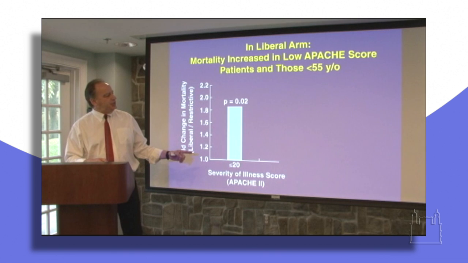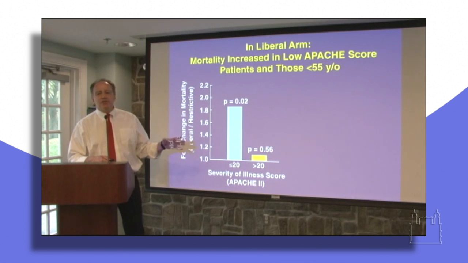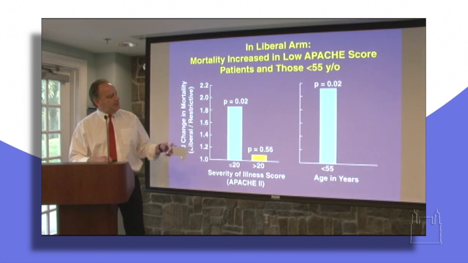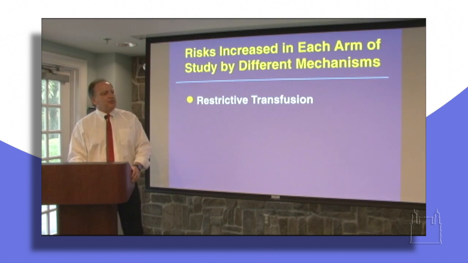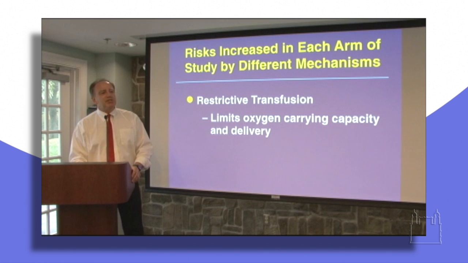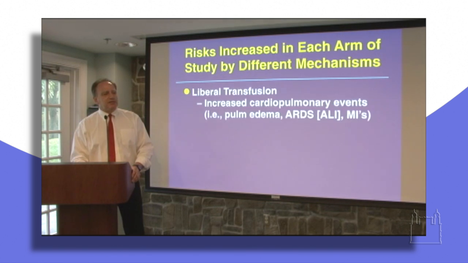It's the low Apache score patients that had the twofold increase in the liberal arm. The higher ones had no difference. It's the younger patients that had the twofold increase in mortality in the liberal versus the restrictive, not the older. So a restrictive transfusion limits oxygen carrying capacity and delivery. It may lead to inadequate perfusion and ischemic disease.